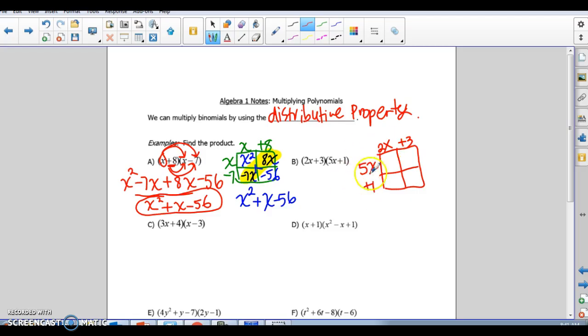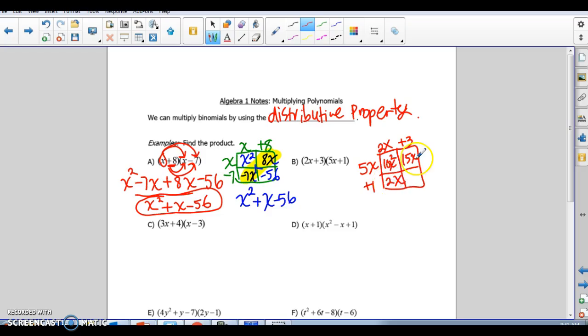So we're going to multiply 2x times 5x, which is 10x squared. x times x is x squared. Don't forget that. How about 3 times 5x? We're going to multiply them, so 15x. How about 2x times 1?